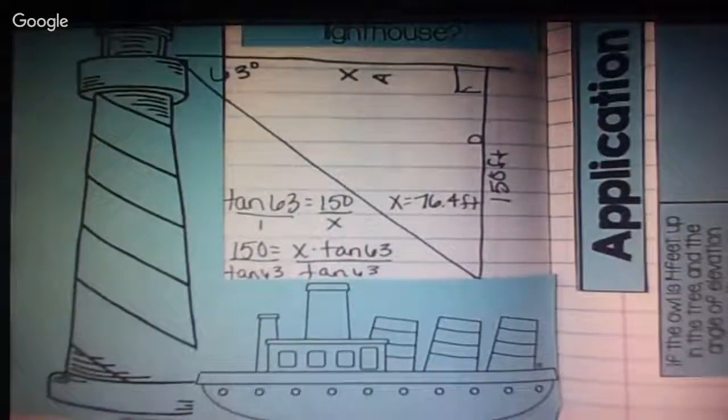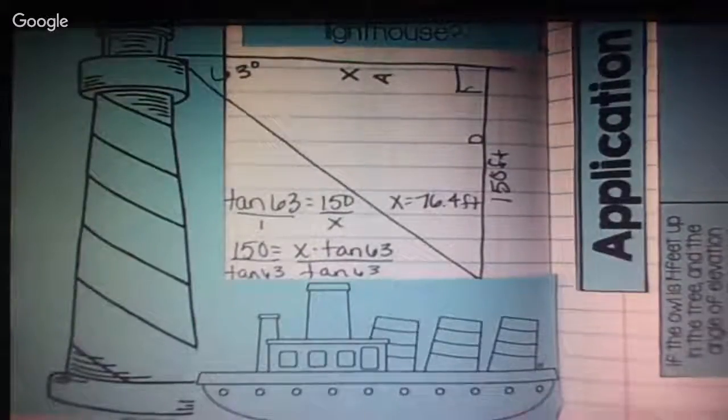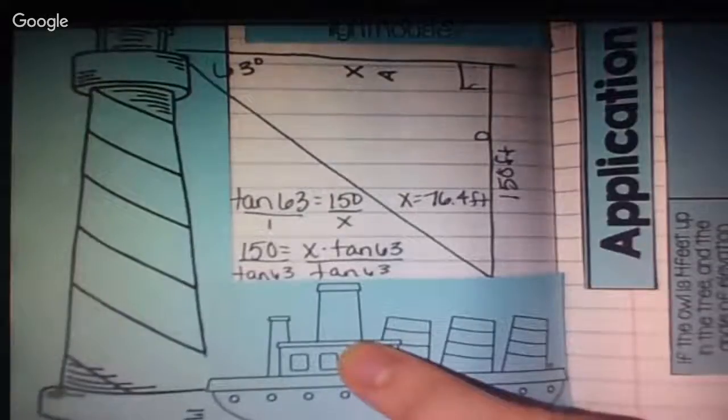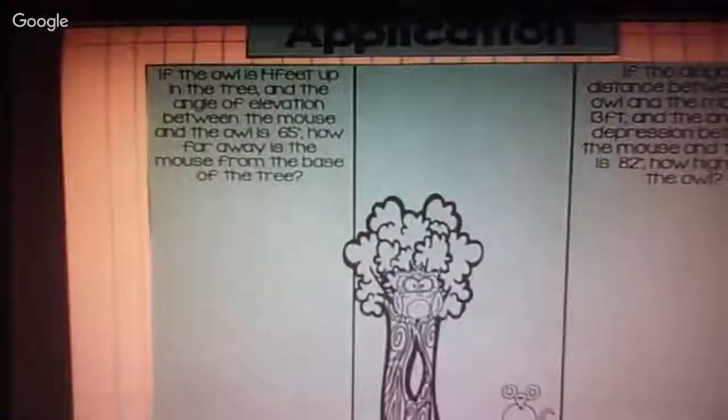Okay, so the biggest thing is paying attention. Angle of elevation, ground up. Angle of depression, ceiling down. Can you not look at it as like elevation up, depression down? Okay, last two.